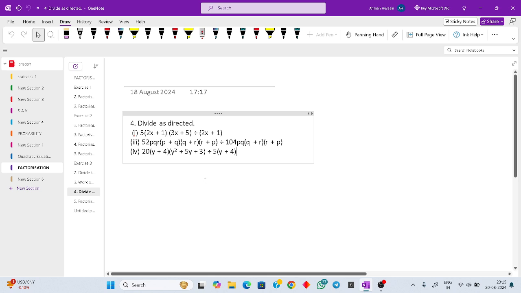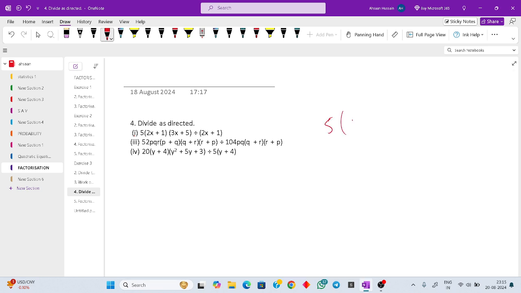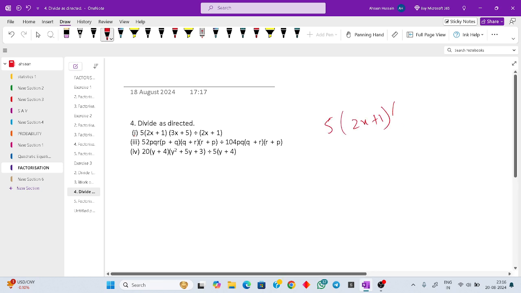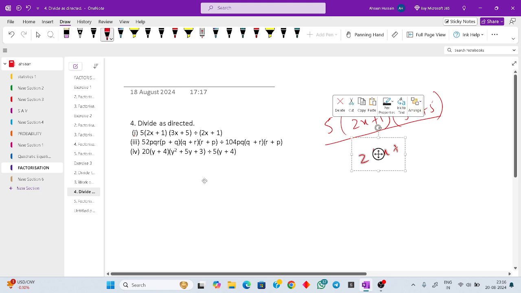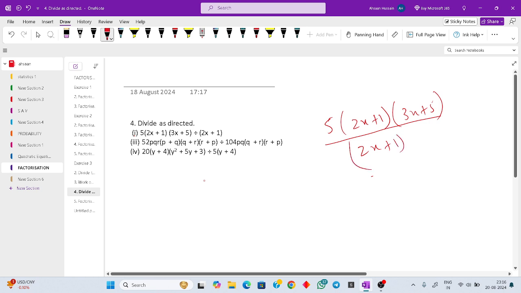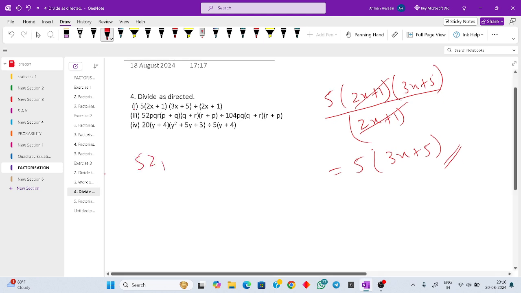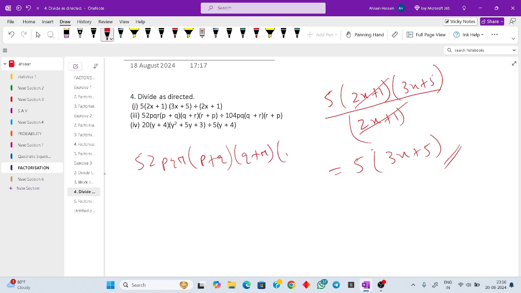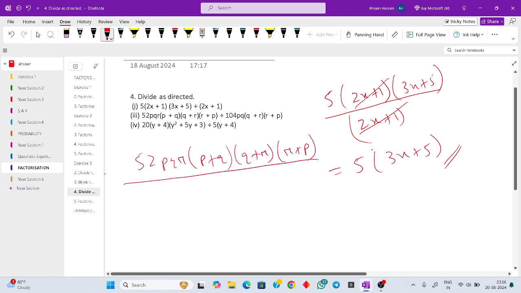Next question is (2x plus 1) multiplied by (3x plus 5) divided by (2x plus 1). Okay, this is very simple. Why have I taken this question? 2x plus 1, cancel these two terms. What is left? 3x plus 5. Done.